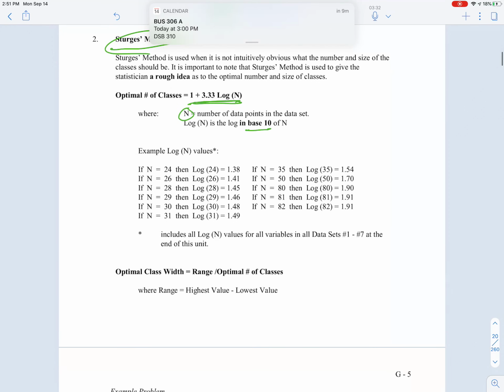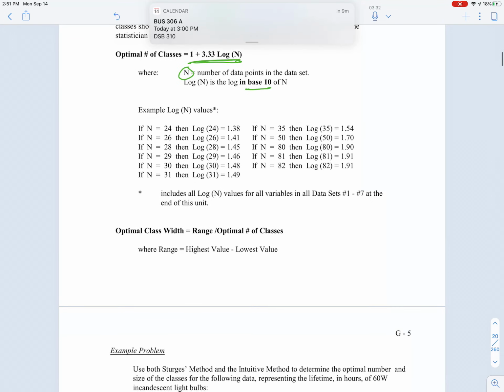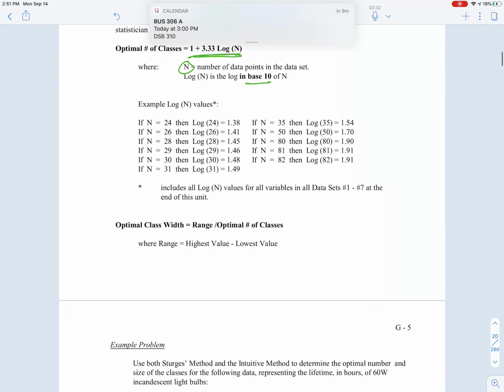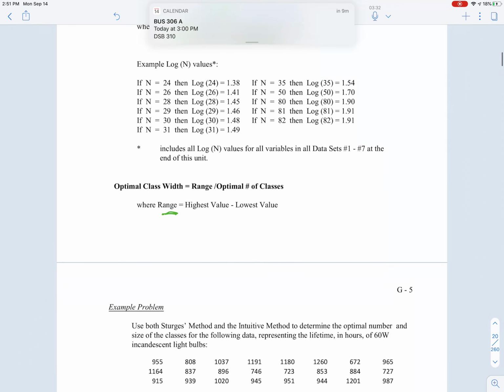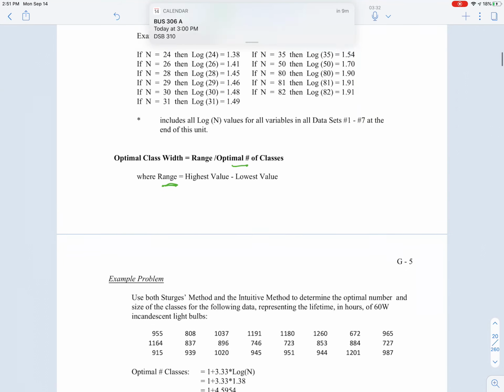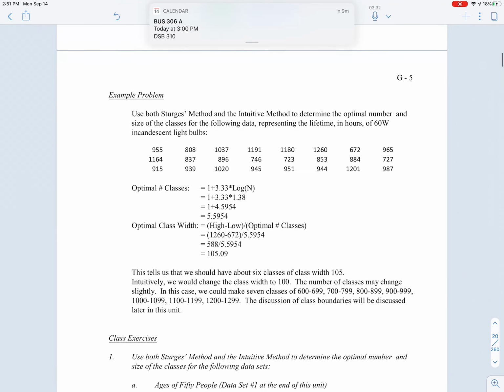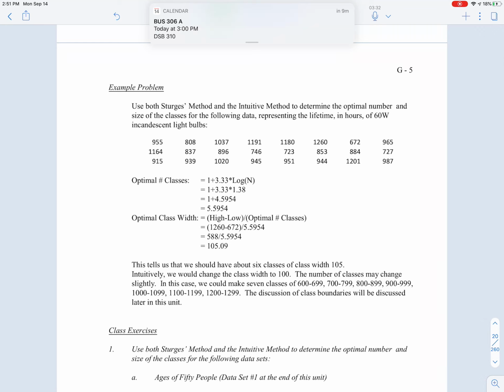And then we're going to do some calculations here. The optimal class width is found by taking the range, which is the highest minus the lowest value, and then we'll divide that by the optimal number of classes that we determined up there. So let's take a look at an example here.